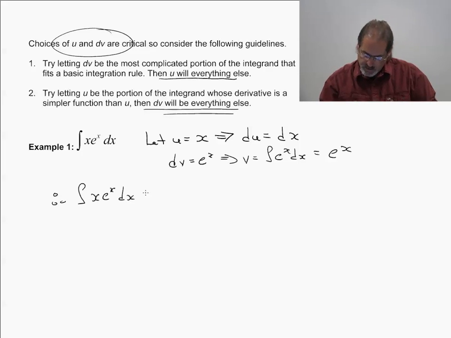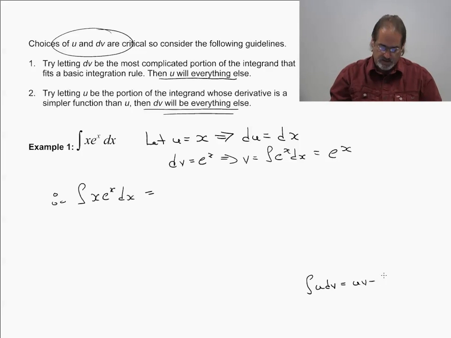Just as a reminder, the integral of u dv equals uv minus the integral of v du. That's the format that we're trying to follow. So I need u times v, that's x, v is e to the x, so x times e to the x, minus the integral of v, which is e to the x, du, and du is simply dx.